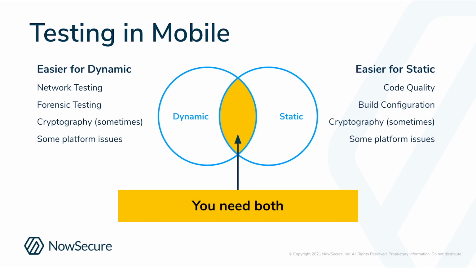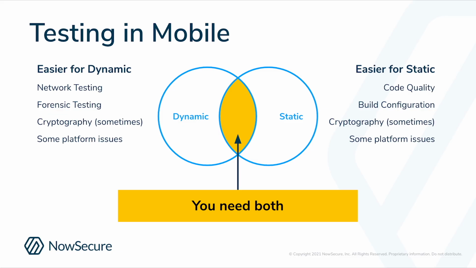So this brings us back to that thing I said before. You need both types of testing. Testing in mobile means you need to be able to see how that app runs on a device, but also see what the binary has in it and how that app was developed. There are things that are easier to test dynamically than statically, and there are things that are way easier to test statically than dynamically. And you need both. A perfect example of something that's easy to do dynamically is network testing.